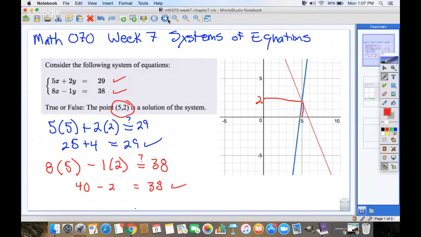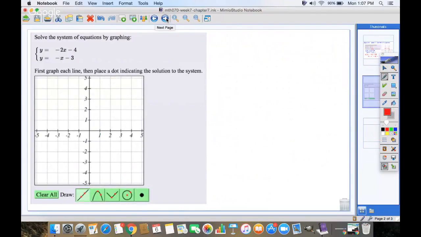Other times we'll have to do some algebra to solve the solution. So let's try another one. So here I have the system in my open math to solve it, and I'm asked to graph the first line, graph the second line, and place a dot indicating where they meet. So here I can graph pretty easily by using the idea of the y-intercept and the slope.